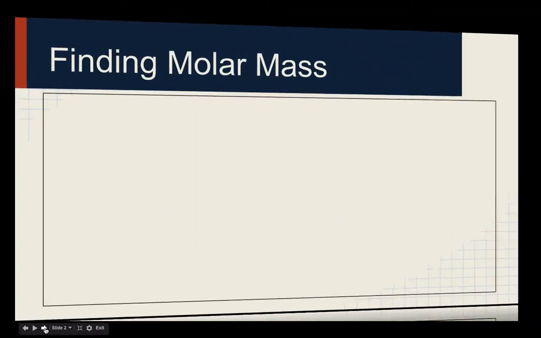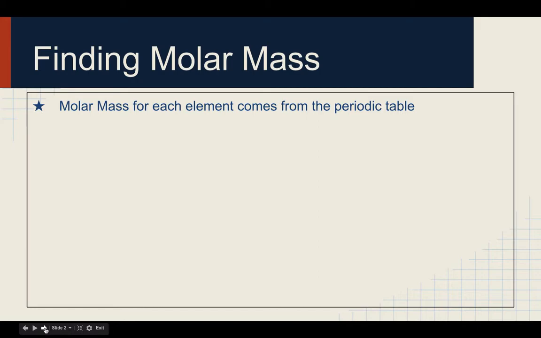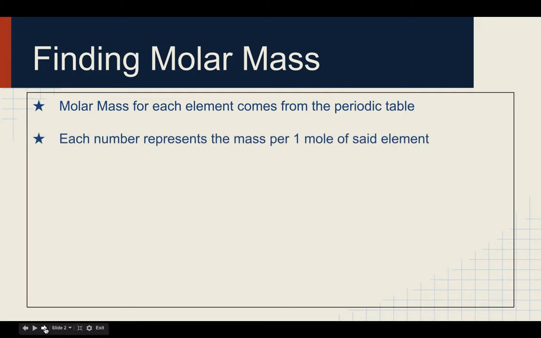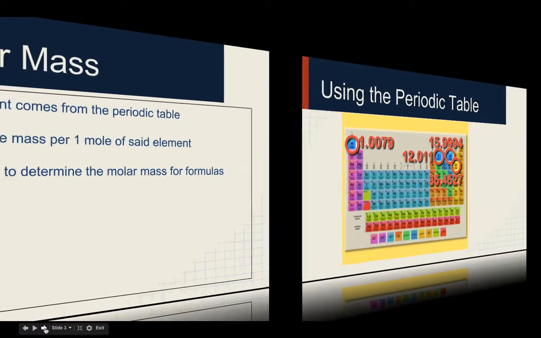So how do you find the molar mass? That's the first question. So the first thing we do is we look on the periodic table. In class, we talked about every single element has its own molar mass on the periodic table. And each number represents the mass per 1 mole of that element. And all these numbers that are on the periodic table are going to help us when we try to find out the overall molar mass.